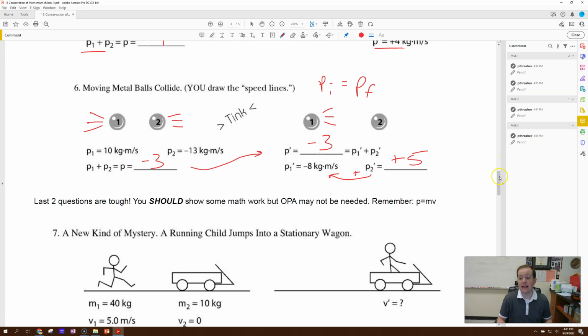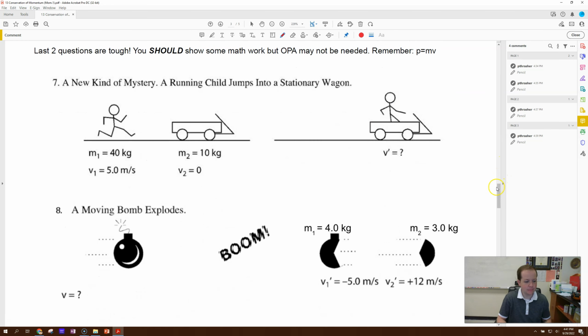All right, number 7 and 8. These are the trickier ones. What's tough about 7 and 8 is now it's asking about the velocity. We were just using momentum before. You can figure out the velocity using our momentum equation. If I know the mass and I know the momentum, I can figure out the velocity.